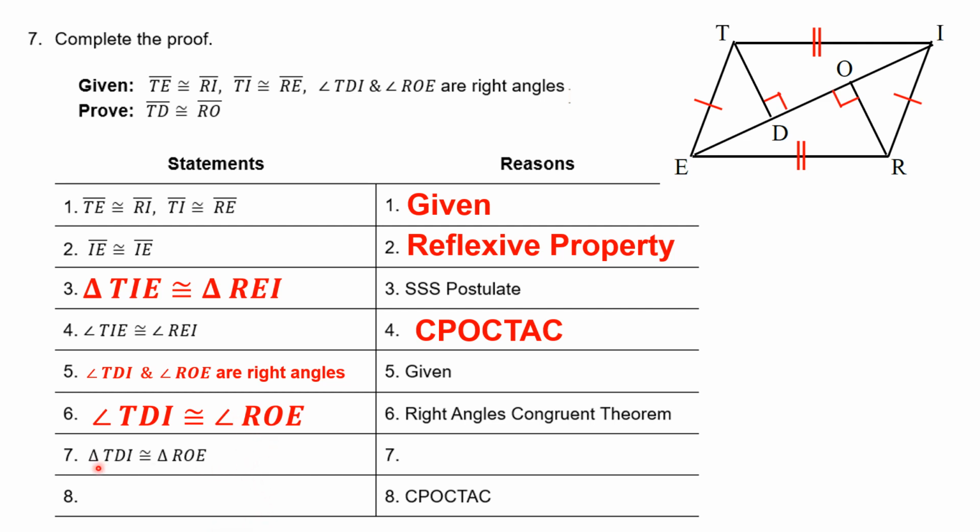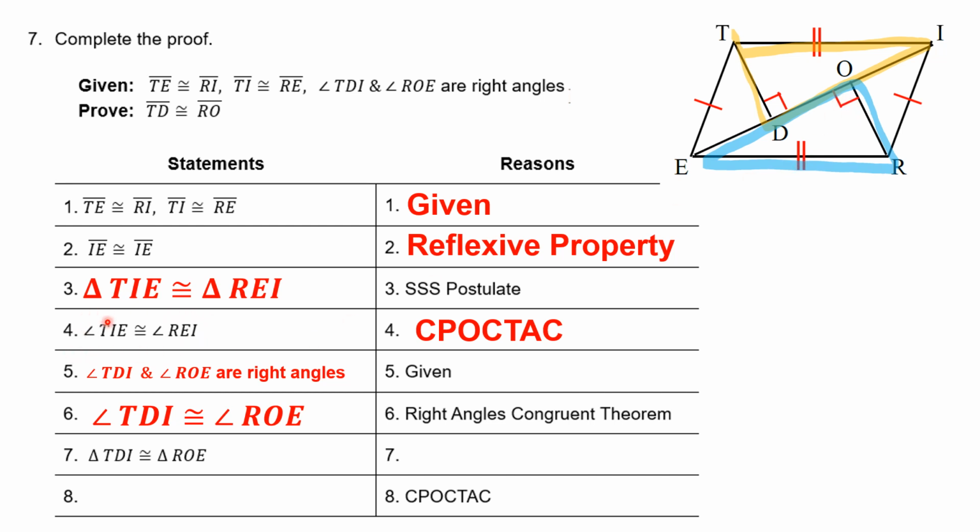All right, next we have triangle TDI is congruent to triangle ROE. So let's take a look at those two triangles and we'll figure out what postulate we're supposed to use to prove that those are congruent. So TDI and ROE. What did we mark? We've already got an angle and a side.